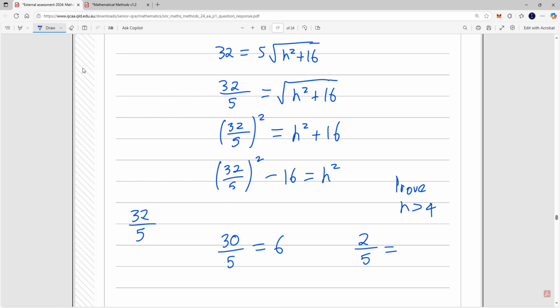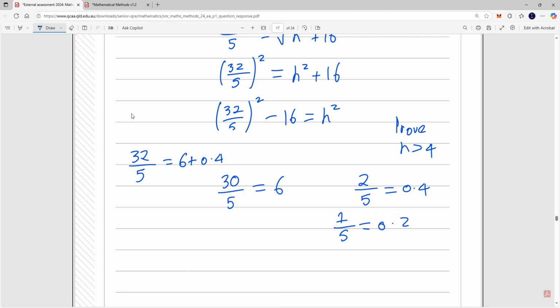Geez, this is actually really bad, 2 over 5. A fifth is 0.2, so 2/5 would be 0.4. So here, this is basically 6 plus 0.4, because 2 over 5 is 0.4, because a fifth has to be 0.2. Okay, hopefully everyone's good how I got that roughly. Now, let's just say 32 over 5 is 6.4 roughly, okay?